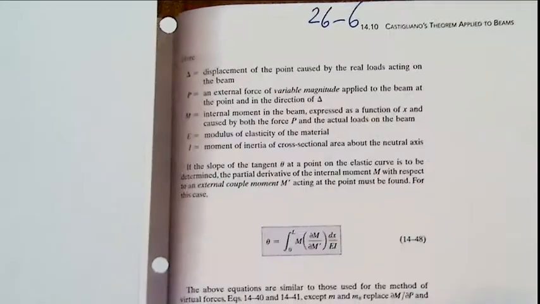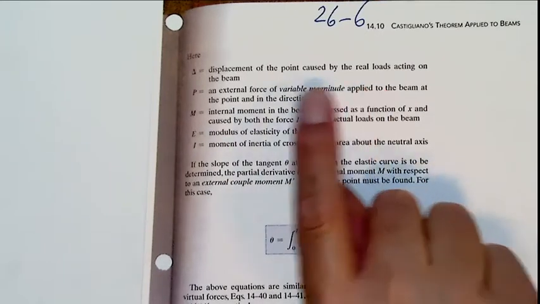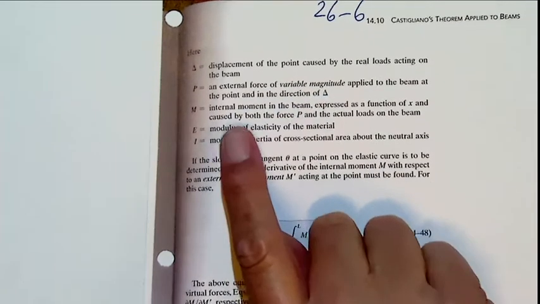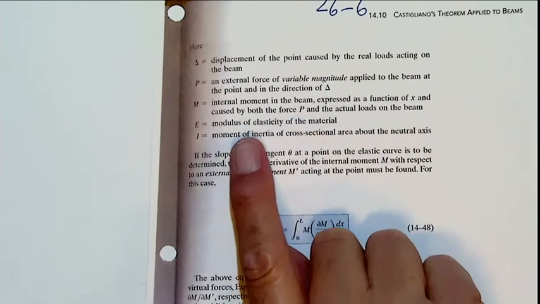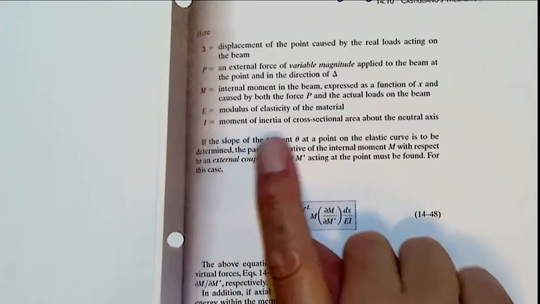Now here, delta is the displacement of the point caused by the real loads acting on the beam. P is the external force of variable magnitude. M is the internal moment of the beam expressed as a function of x and caused by both P and the actual loads. E is the modulus of elasticity, I the moment of inertia.